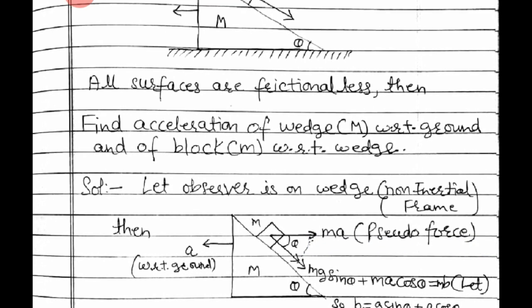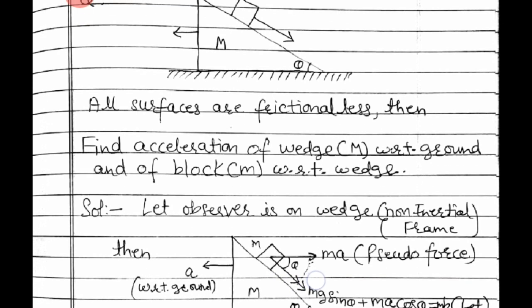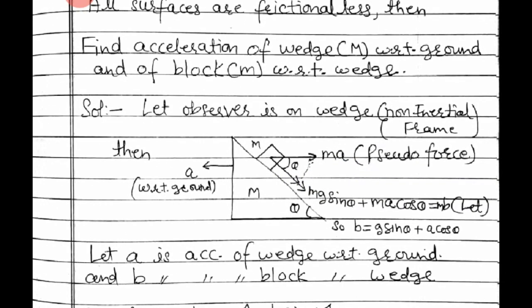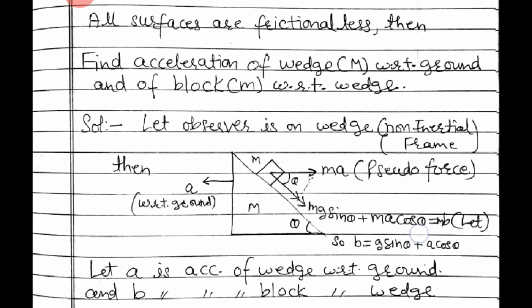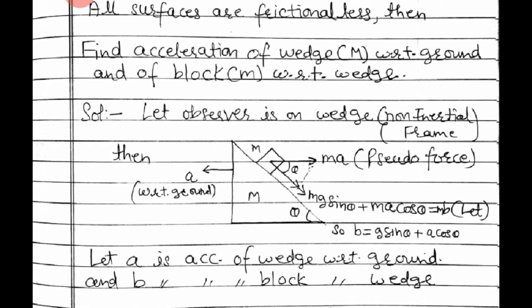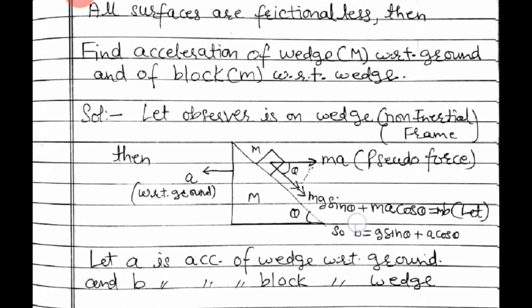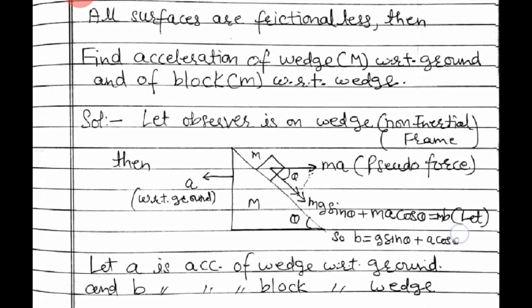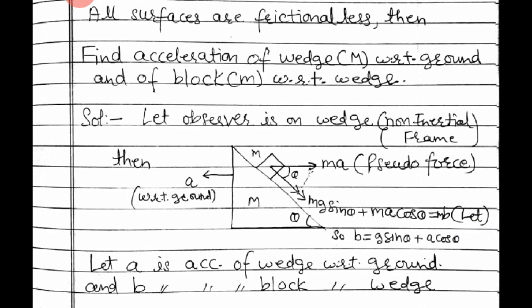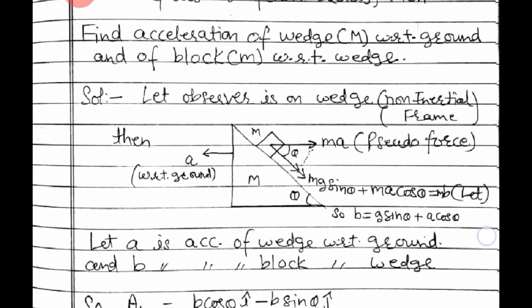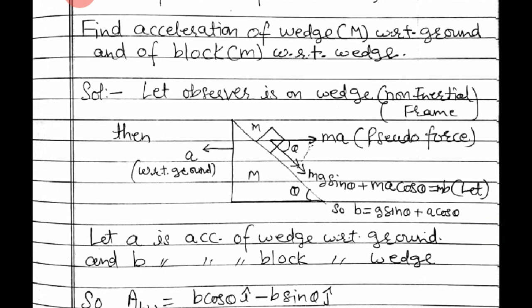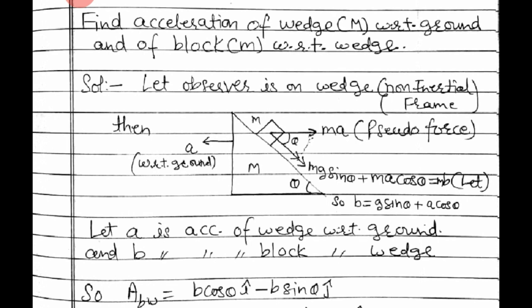Okay, and as we know that mg sin theta force will act in this direction. So component of ma along mg sin theta will be ma cos theta. So from here we can say that force on this block with respect to this wedge is mg sin theta plus ma cos theta, that is equal to m into b. b is the acceleration of this block with respect to this wedge. Okay, so here when we will solve it, we will get b is equal to g sin theta plus a cos theta. Here a is acceleration of this wedge with respect to the ground.